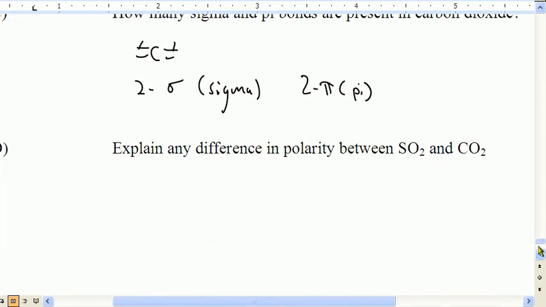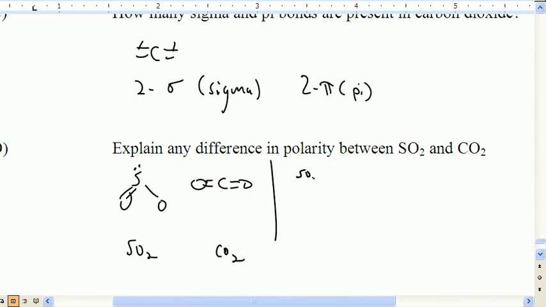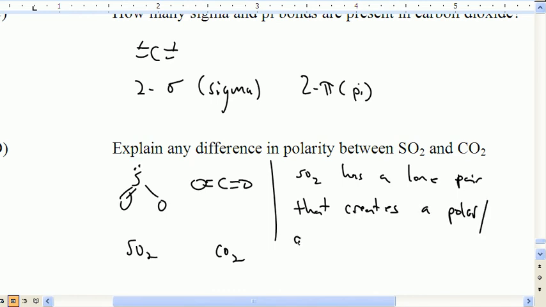Explain the difference in polarity. Alright, so if you look at SO2 versus CO2, okay, SO2 has a lone pair that creates a polar, asymmetric geometric shape.